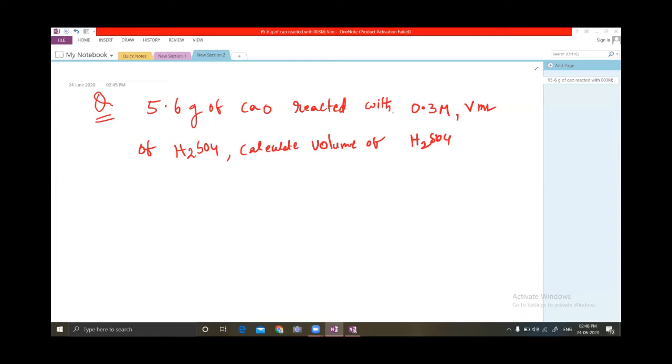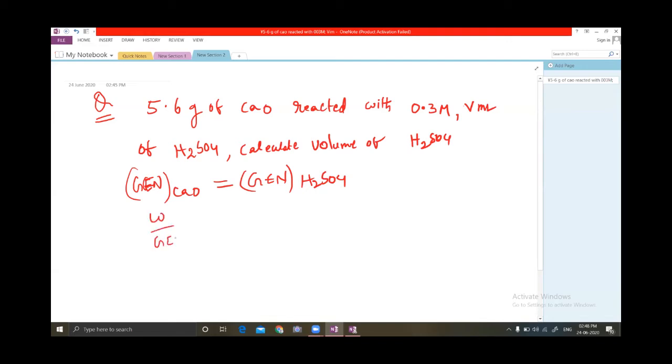Okay, very simple, sir. Whatever they have given, gram equivalents of CaO equal to gram equivalents of H2SO4. This is how to follow it blindly. Whatever is reacting is in terms of gram equivalents only. Clear? Here the weight is given, in terms of weight, sir.